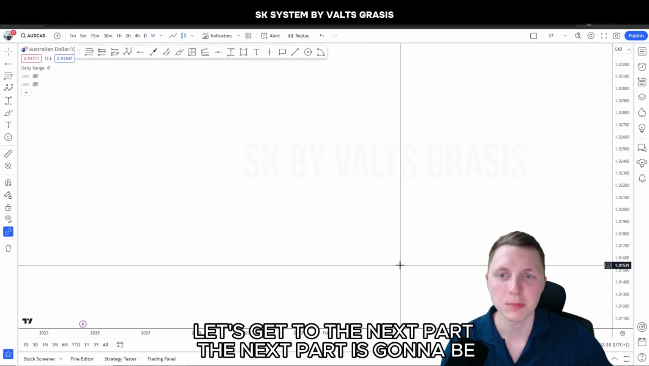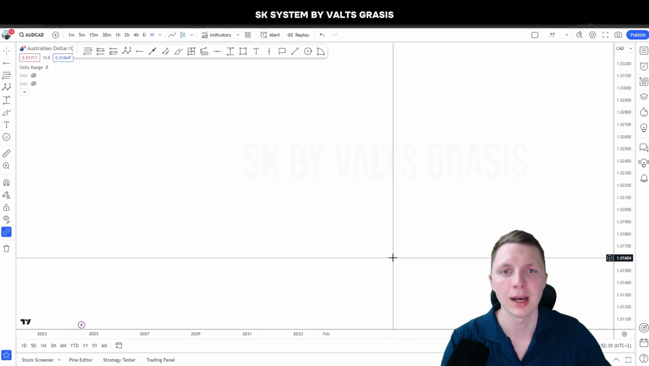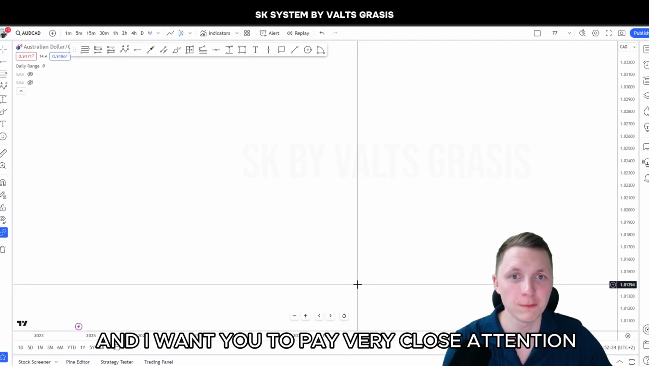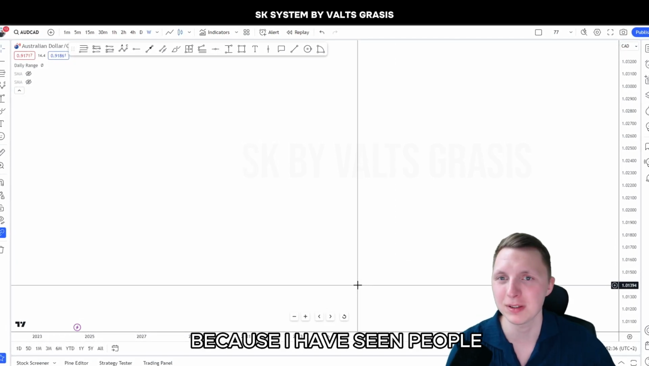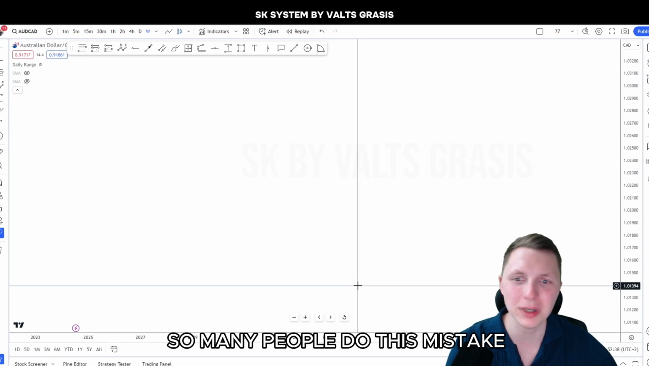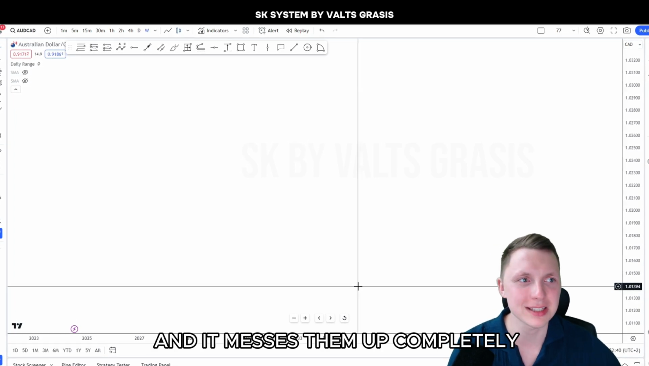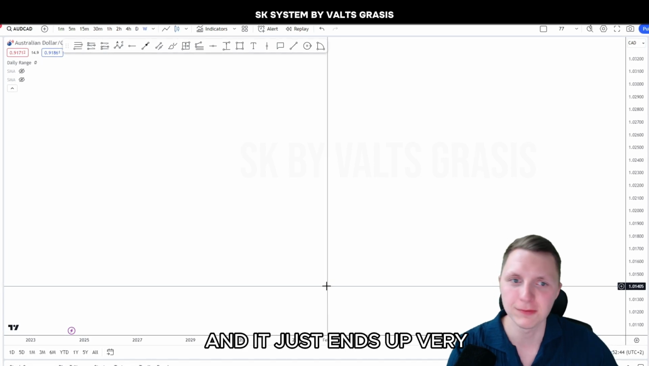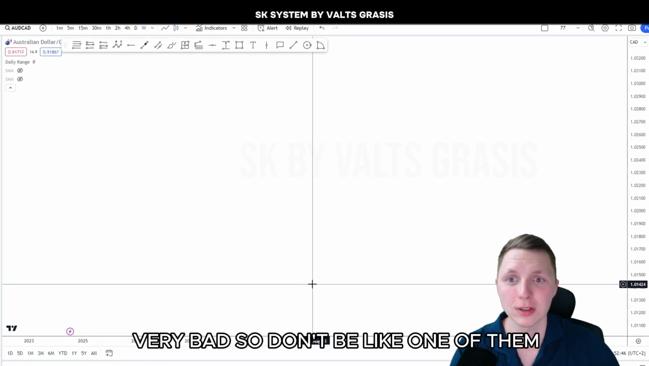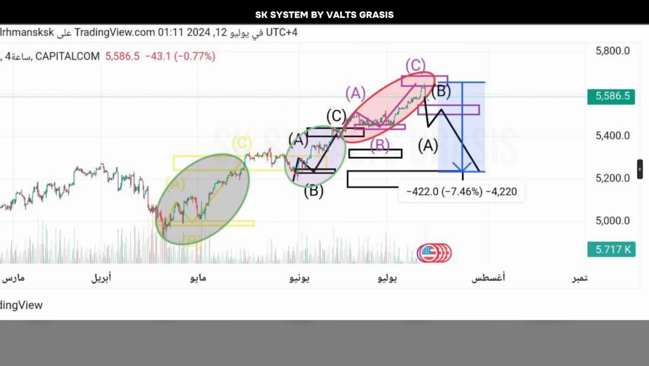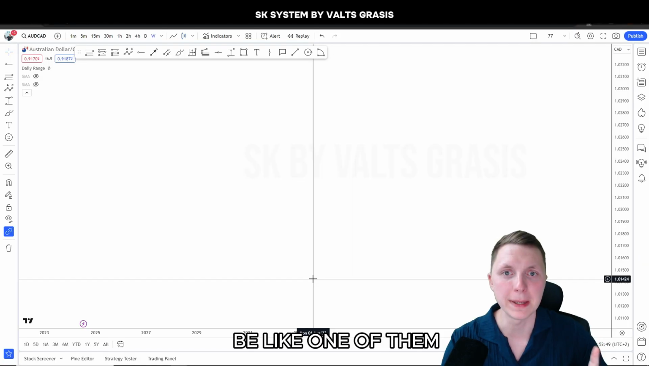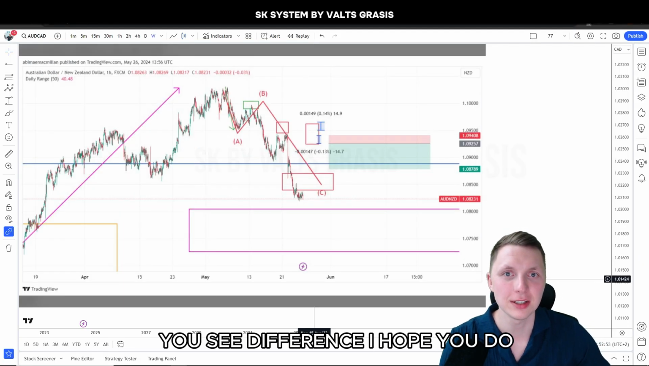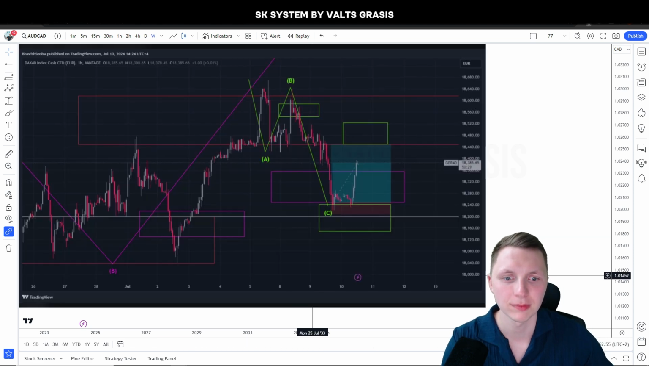Let's get to the next part. The next part is going to be about where the sequences come from. And I want you to pay very close attention, because I have seen people, once again, so many people do this mistake, and it messes them up completely, and it just ends up very, very bad. So don't be like one of them. Be like one of them. You see the difference? I hope you do.